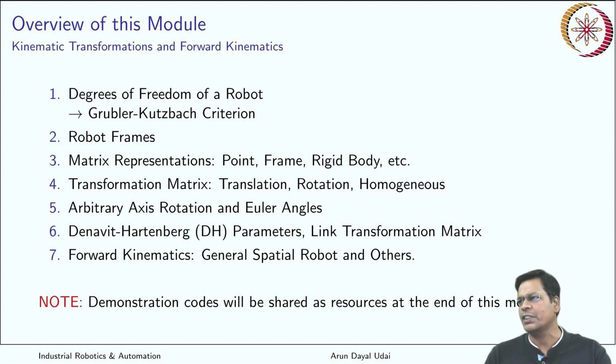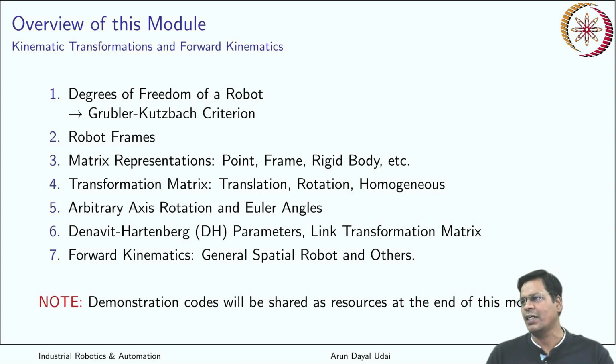We'll be starting with the degrees of freedom of a robot, which is a very important parameter that you have seen earlier. We'll see how the Grubler-Kutzbach criterion helps us find the degrees of freedom. Then robot frames, the different robot frames which are there. We'll understand matrix representation of points, frames, rigid bodies, etc.